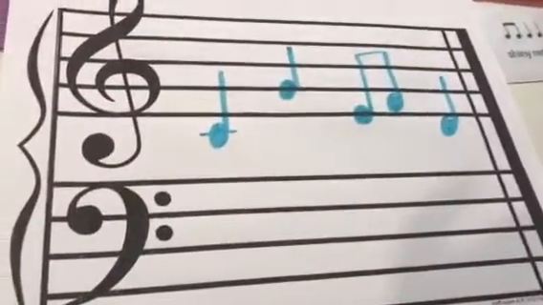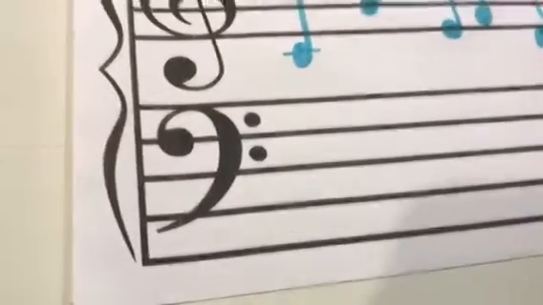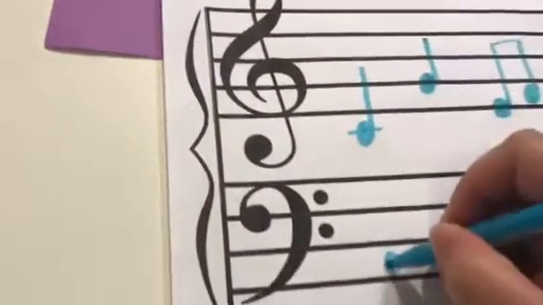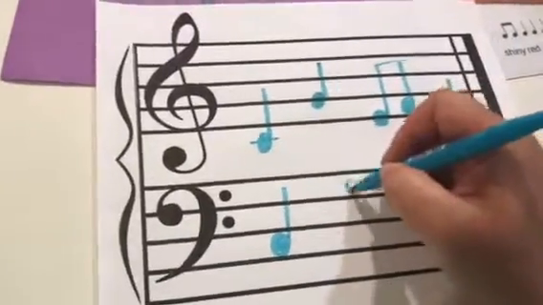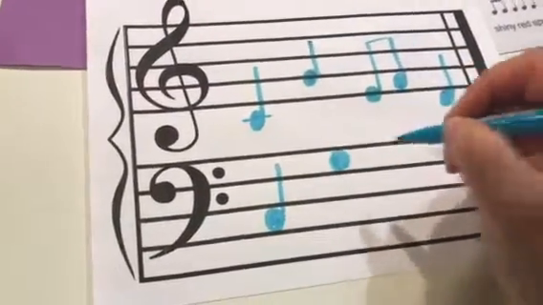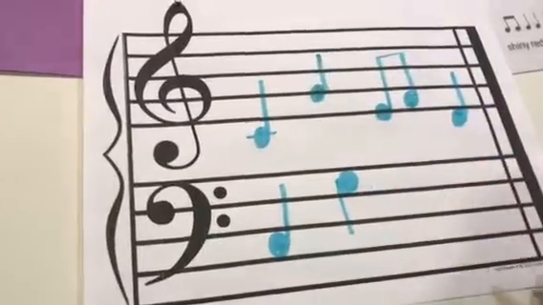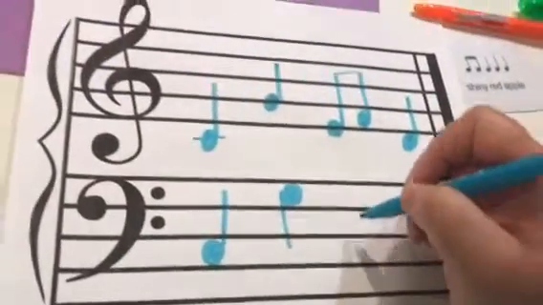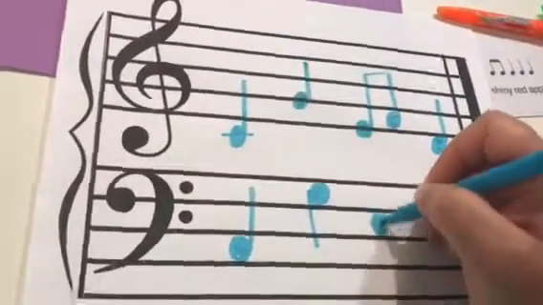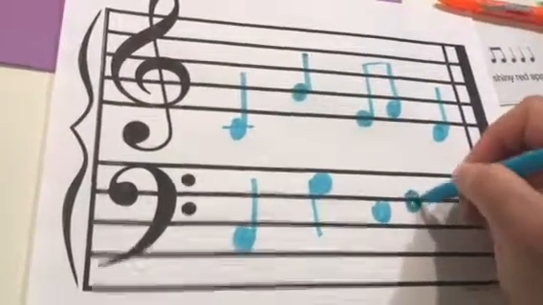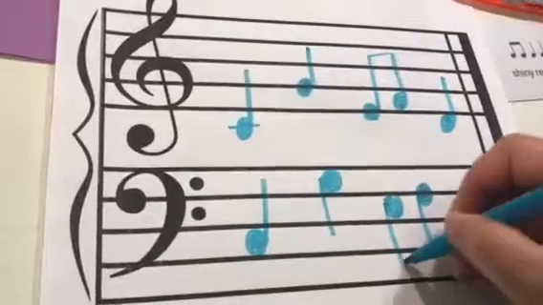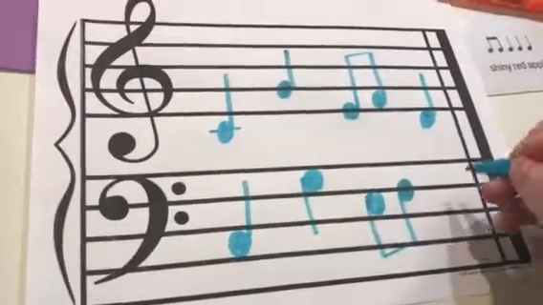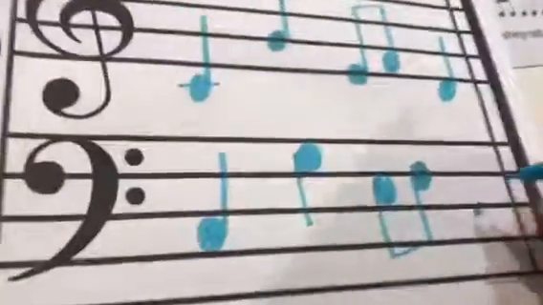Once I have it on the treble clef, I'm going to repeat it on the bass clef. So C, G. The stem is going to go down for G and F. We can talk about why later. And I'm not really worried about the direction of the stem as long as the note heads are in the correct places. E, F, and then D.